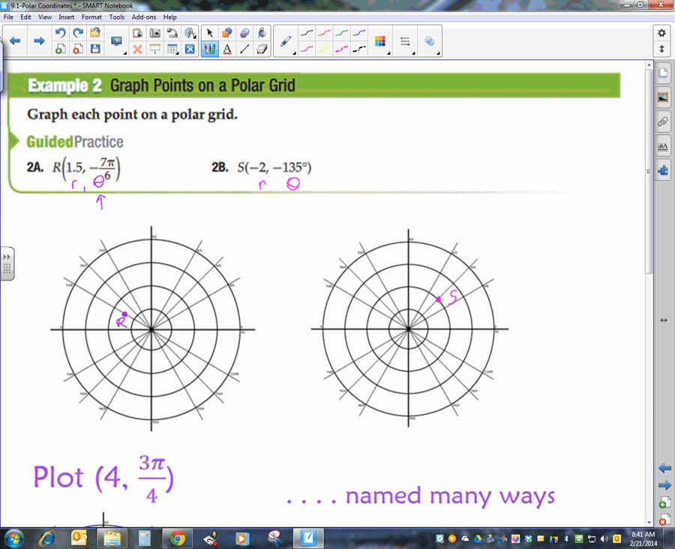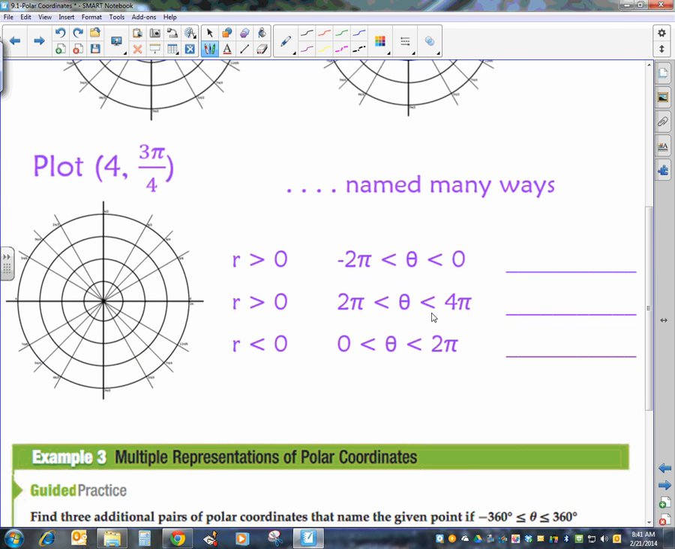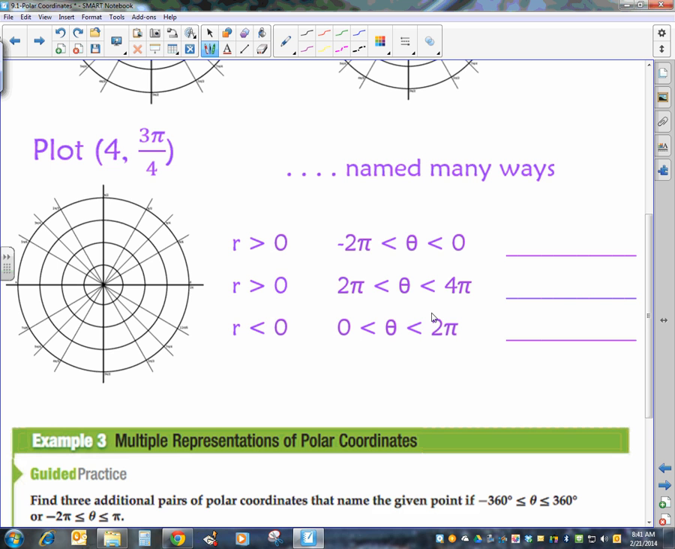Okay? So, plotting the next point, plot 4, 3 pi over 4. So I go and plot this point. Again, always starting at the positive x-axis. 3 pi over 4. And I'm going to go out 4. 1, 2, 3, 4. So I got this point right here.